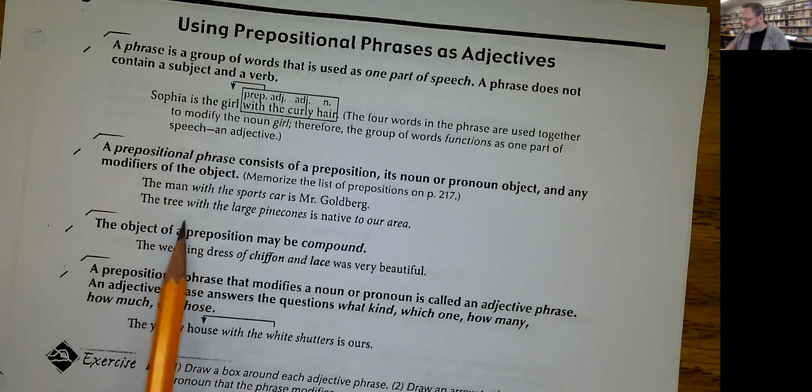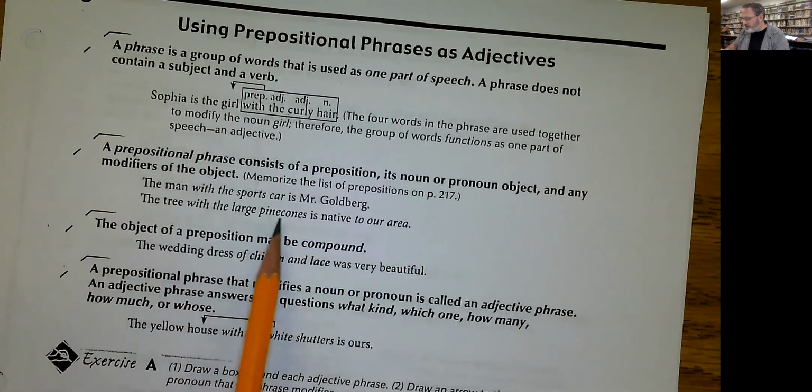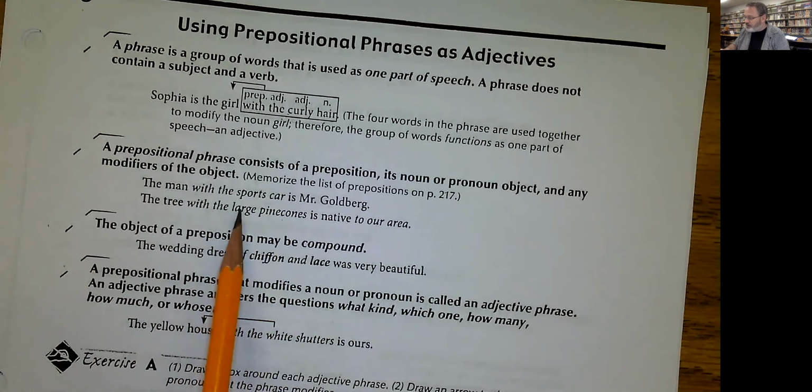The next one, the tree with the large pine cones, exactly the same. With is the preposition. Pine cones is the object of the preposition. The and large are two words describing pine cones, but the whole phrase is used as a single adjective describing tree.